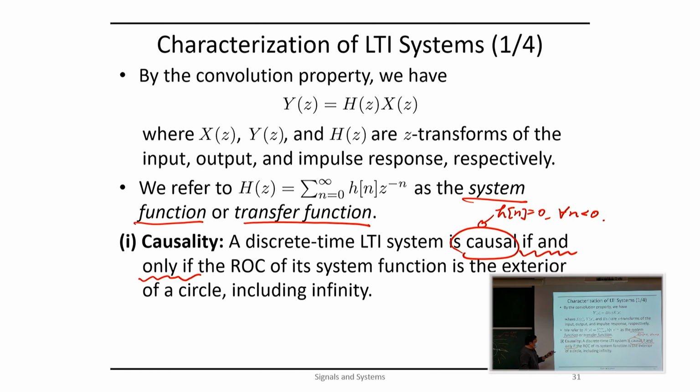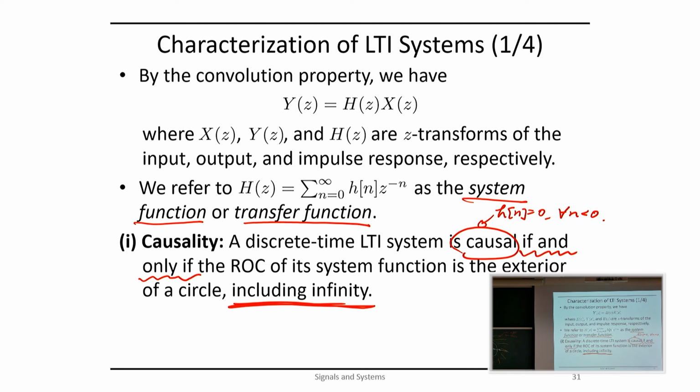So the key difference here is this last sentence. In general, if you only say that the system function has an ROC that is the exterior of a circle, you cannot guarantee that it is causal. You can only say that it is a right-sided sequence. So the reason you can say it's causal is because this ROC includes infinity. So why is that?